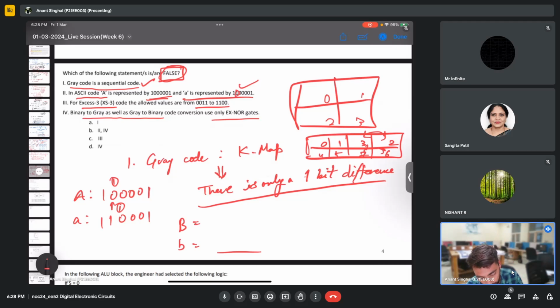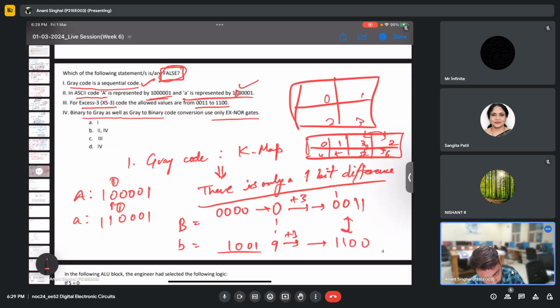And for XS3 we know XS3 code is nothing but when we have a BCD we convert them to plus 3. So for BCD of 0 it is 0 0 0 0. It is equivalent to 3 in that, so it is 0 0 1 1. Similarly 9, which is 1 0 0 1, is plus 3, that is 12, that is 1 1 0 0.